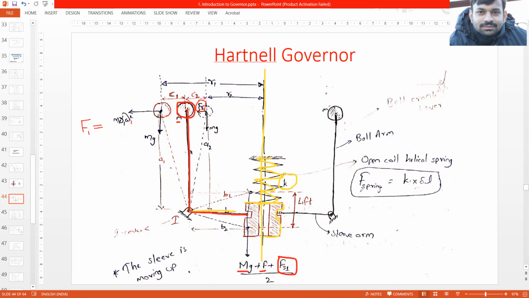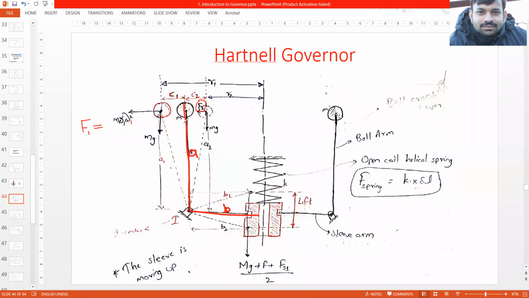How do we calculate the spring force? It is the stiffness multiplied by the deflection. Delta L is the deflection and K is the stiffness of the spring. So we'll get the total spring force acting on the spring. Now, this is the initial position, where this is B and this is A.